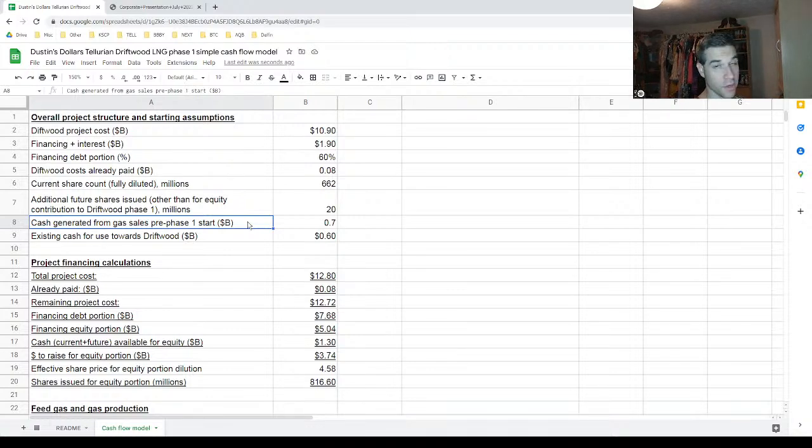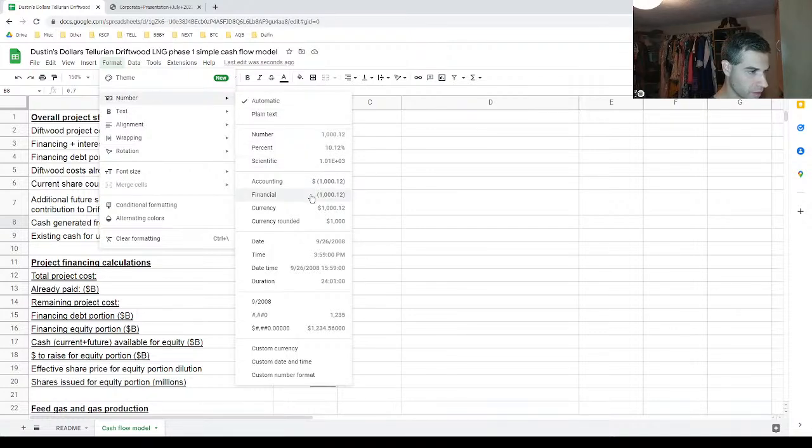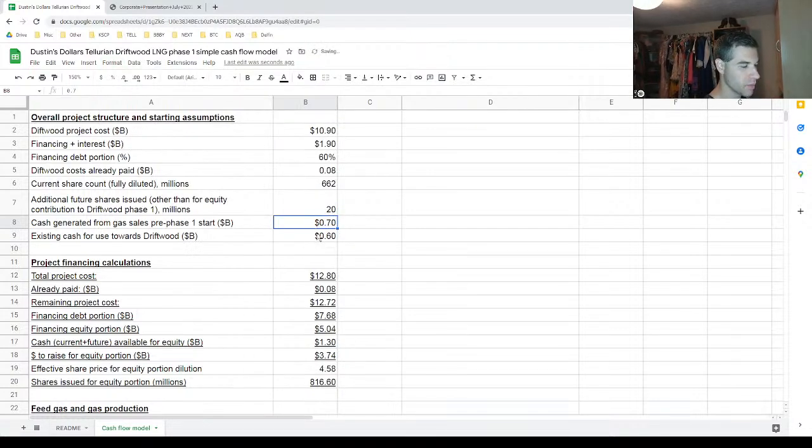And in terms of gas profits, right? Not just revenues, but also profits that they could actually use and fund towards Driftwood. Then I have a value here for how much of their current cash you think they have that could be used towards Driftwood. Sorry, I should format this number here. My bad. There you go. So that one's properly formatted. Right now they have a lot of cash on the books. I'm assuming that they can use, again, this is my number, about $600 million of that cash that they currently have directly paid towards Driftwood development costs.